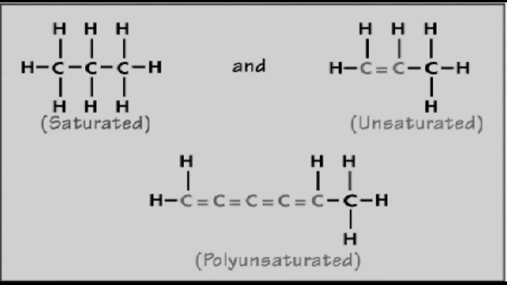Let's look at the diagram. As you can see, saturated fats have the maximum number of hydrogen to carbon bonds. Unsaturated fats have the C to C double bond and only one of them, while polyunsaturated fats have multiple C to C double bonds. Nucleic acids store genetic information to help make proteins. There are two types, DNA and RNA, and there are some differences.